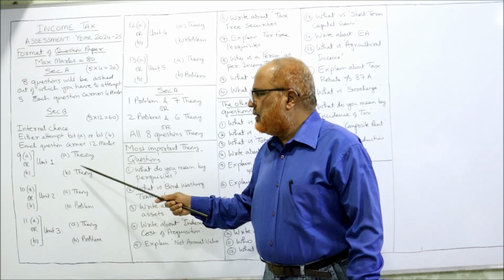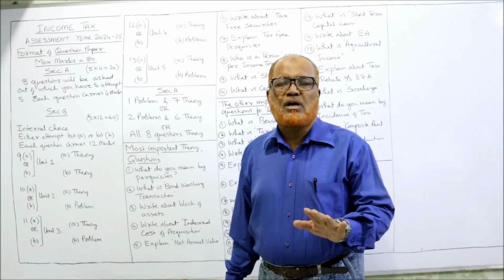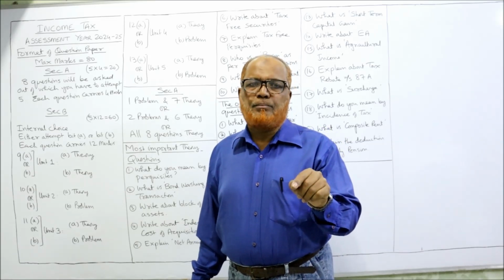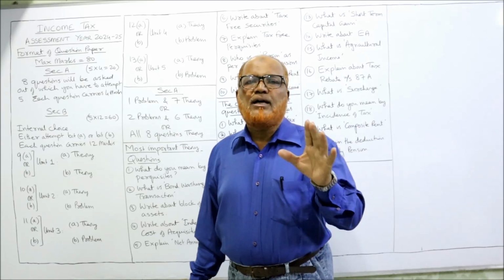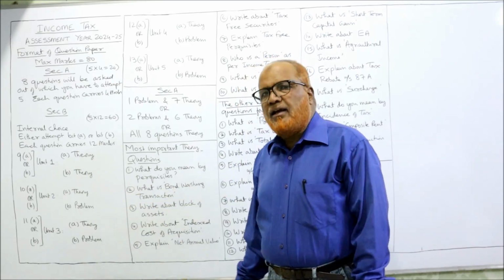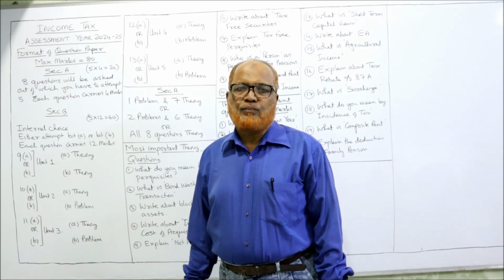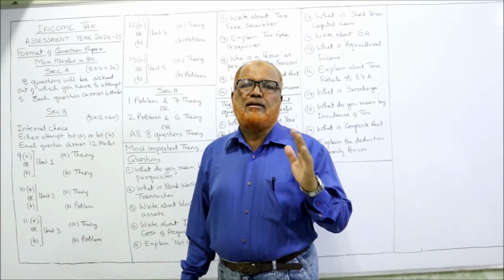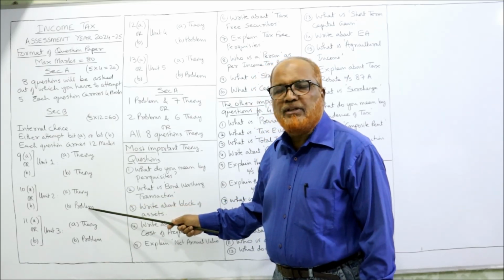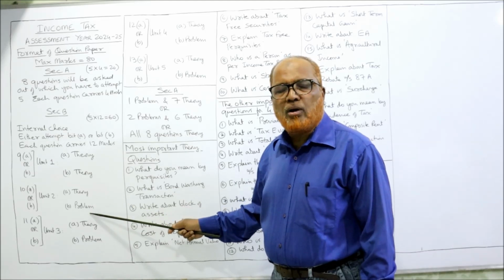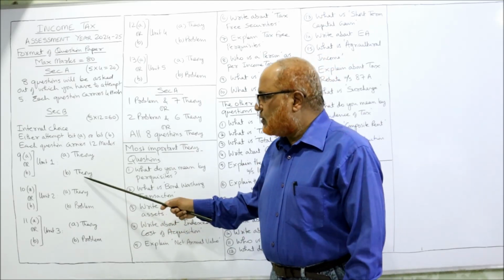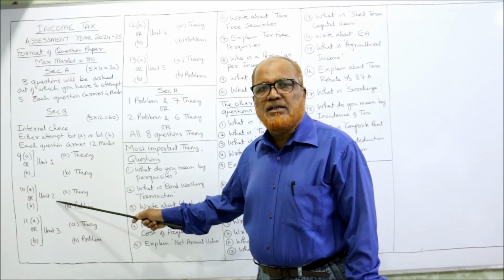Normally, A bit and B bit both will be theory questions. No problems are there in unit number 1. Very rarely they may ask a problem, but chances are more that you will get both theory questions for 12 marks for 9A or B. Then 10A or B, unit number 2, income from salaries. So one theory question will be there, and one problem will be there. You can attempt either theory or problem, but if you want good marks, you have to attempt the problem.